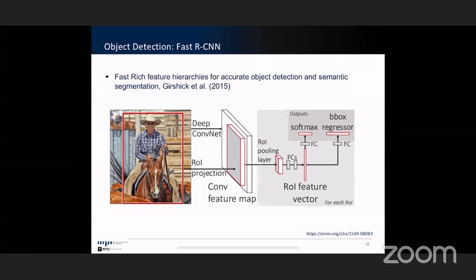And then you still run selective search on the image, you get the various boxes, and then you map these boxes to your feature map. You know that there is a downsampling and shifting and so on, so you will still be able to map your proposal onto this feature map. And then you crop this feature map. So instead of cropping the image, you crop this feature map.